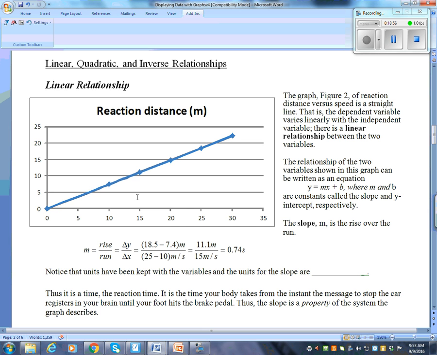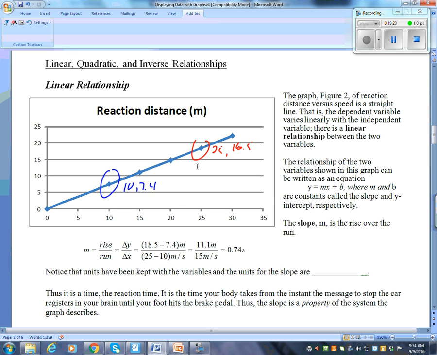Okay, so let's pick 2 points here. I've picked 10 and 7.4. So this point right here is at 10, 7.4. Remember, the x comes first. Grayson, gotta be paying attention, man. Engage with me. 10 is the x, 7.4 is the y. We've got that off our data table. And the other data point I picked was this one right here. And this point is at 25, 18.5.